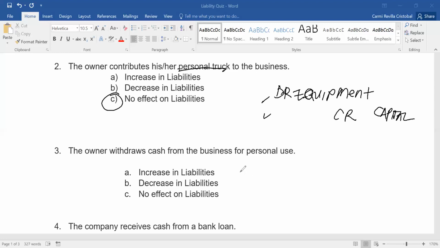Number three, the owner withdraws cash from the business for personal use. What will be our entry for this? He withdrew, so debit drawing, and what he took is cash, so we reduce cash. With this entry, what's the effect on liability? No effect on liabilities. Okay, easy now? Let's proceed.